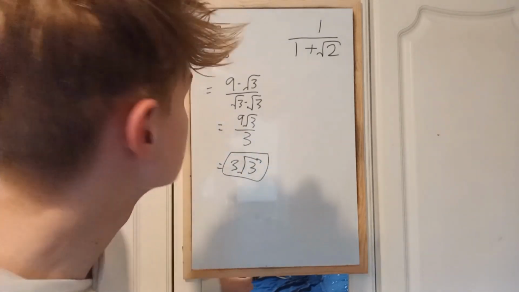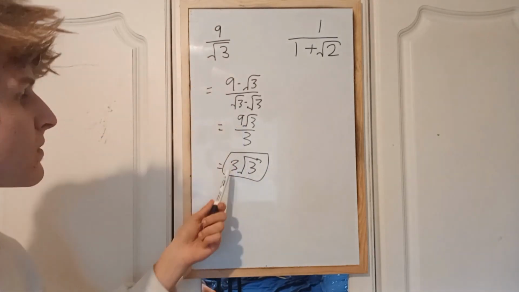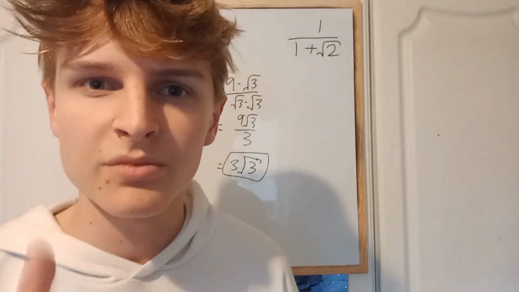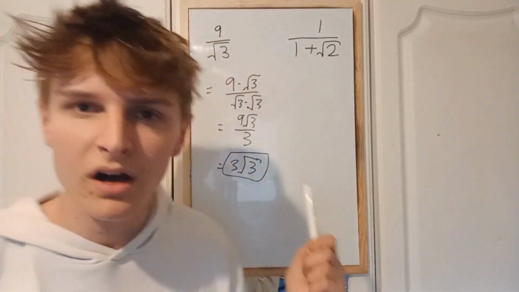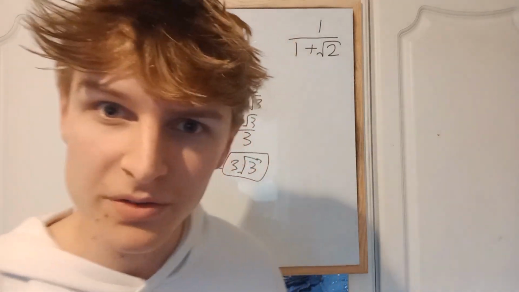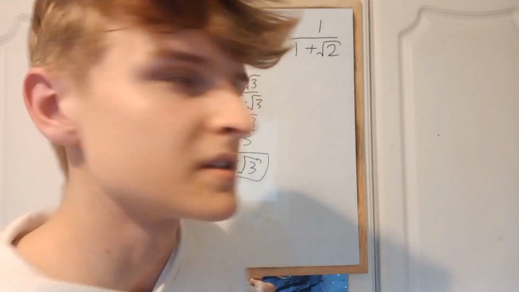There we go. We've simplified 9 over root 3 to 3 root 3 by rationalizing its denominator. Pretty easy. This is a bit of a harder example you might see because we've got a binomial in the bottom here. We've got 1 plus the square root of 2, but not to worry. There's a nice little algebraic identity we can use to simplify this.